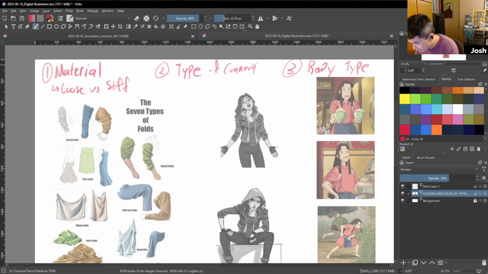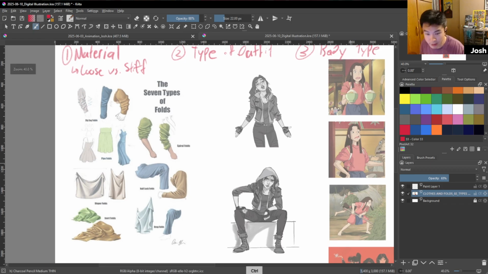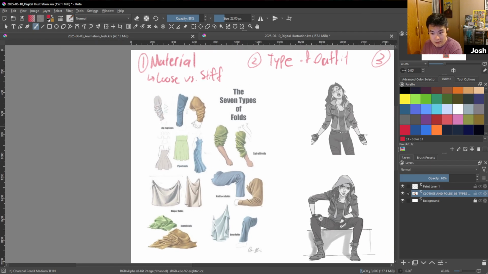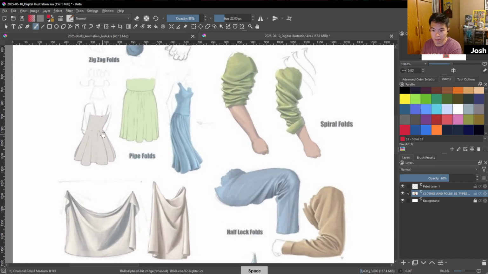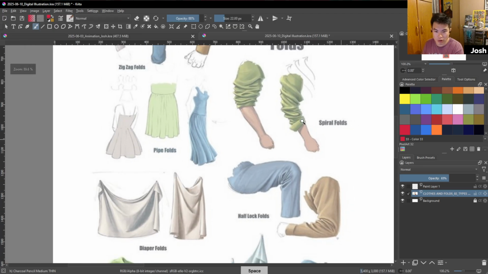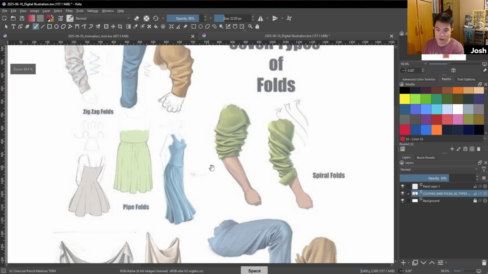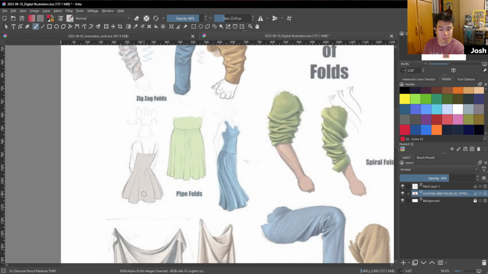So the type of outfit, type of outfit. The type of outfit would be: is it a jacket? Is it a sweater? Is it a t-shirt? Is it a dress? The reason why these things matter is because if you're wearing a dress, you're most likely going to be dealing with looser material and it's probably going to be sitting on the body in this way. So the moment you draw anybody wearing a dress, there's a very, very high likelihood that you're going to be dealing with pipe folds.